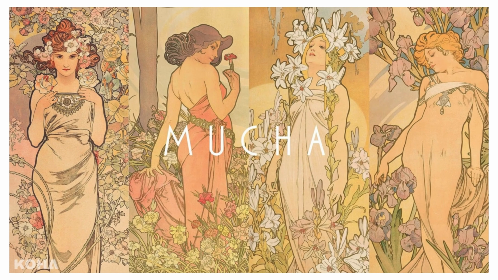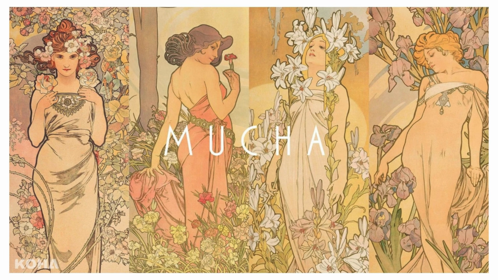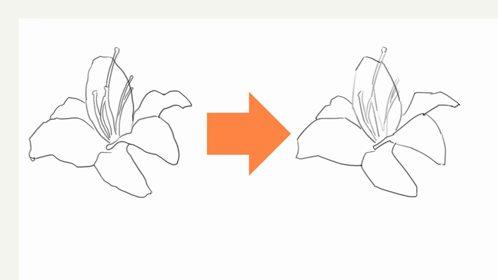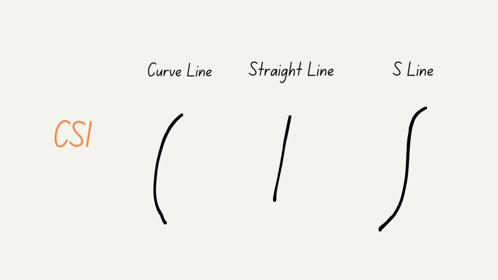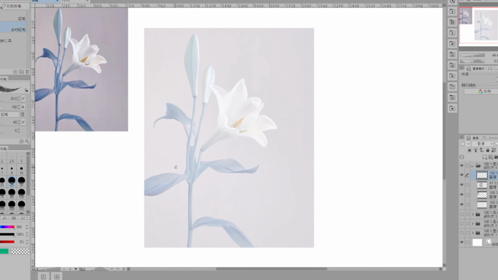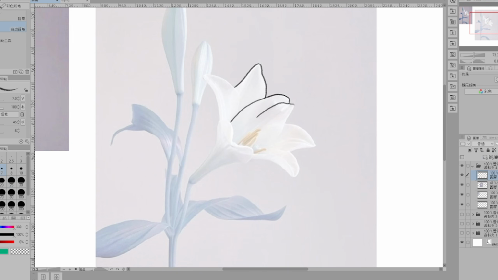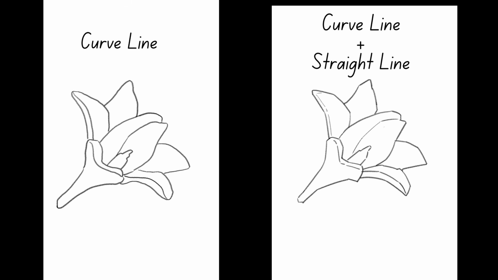We can observe that the outlines of the masters are very concise. First, develop the habit of ignoring small details and summarizing them with clean lines. There is a technique called CSI. It involves using only curves, straight lines, and S-shaped lines. For example, if you outline a flower using only its outer contour, usually with curves, it may not look good. Here is the version using CSI.